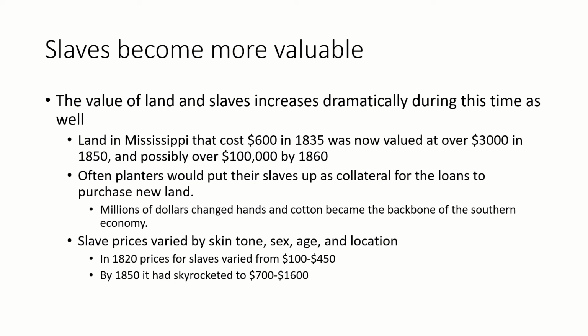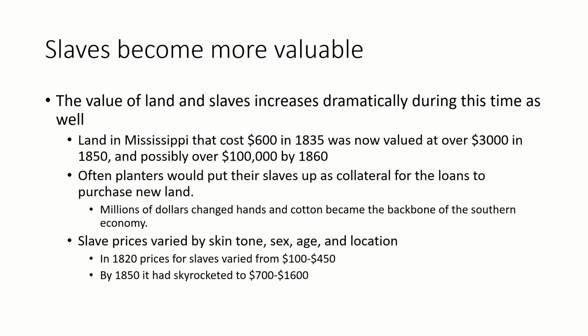Once the fever of the initial land rush subsided, land values became more static and credit less free-flowing. For Mississippi land that in 1835 cost no more than $600, a farmer or investor would have to shell out more than $3,000 in 1850. By 1860, that same land, depending on its record of production and location, could cost as much as $100,000.